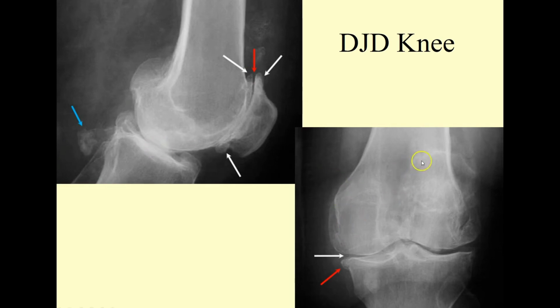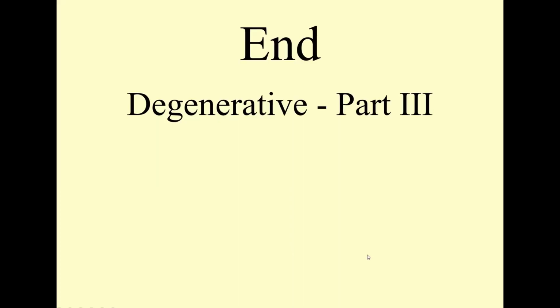Same patient on the AP view. Really can appreciate the irregular contour of the patella, the lateral subluxation, the change in tibial plateau and tibial eminence, osteophyte formation, and then again, medial compartment loss mostly. And that finally is the end of the degenerative section, part 3.